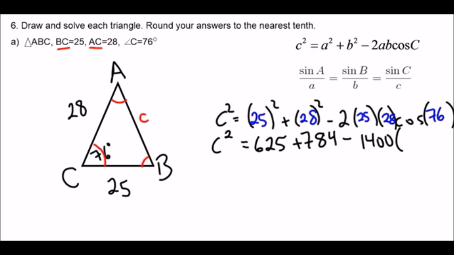And I'm going to calculate cosine of 76, making sure I'm in the proper mode in my calculator. So cosine 76 is, keeping 4 decimals, 0.2419.